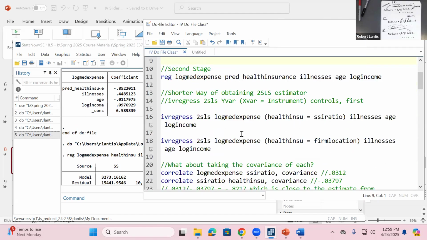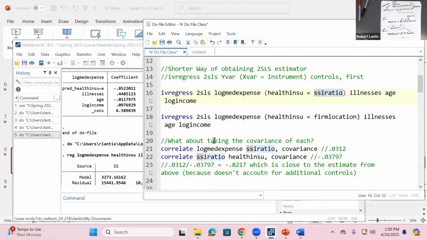So we can save time, and I showed you this last class, by using this IV regress command. It'll run the first stage and the second stage all at once and come up with the predictions behind the scenes. We don't have to worry about doing it by hand. So here, I gave you the general form. We have to say IV regress 2SLS. We're doing two stages. Here's my Y variable, here's the X variable, here's my instrument Z. And then I can include additional controls.